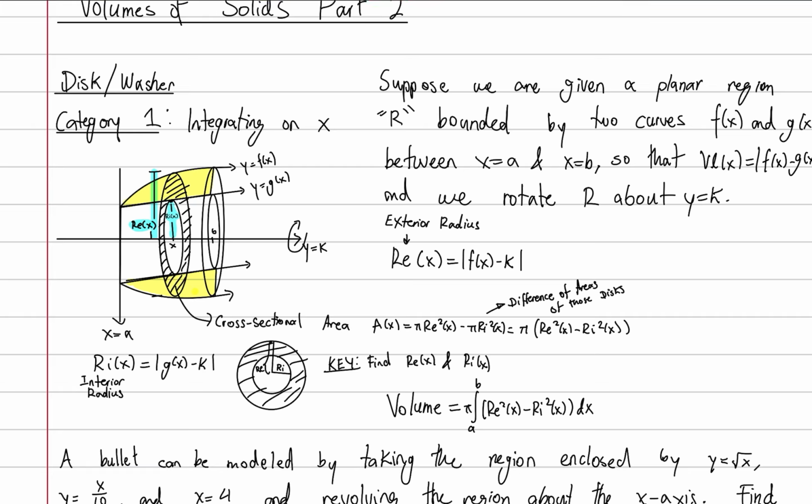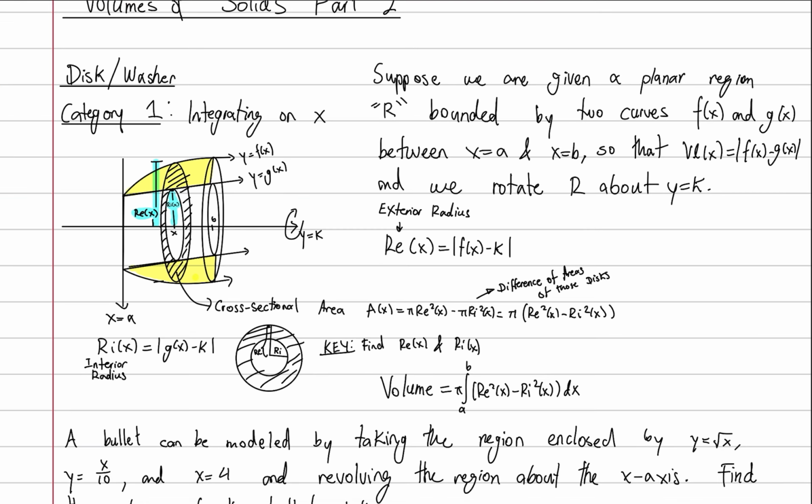Suppose we have some region R, which is bounded by f and g from x equals a to x equals b, so that the vertical line at x is just the absolute value of f minus g. A constant theme that I keep talking about: know the vertical line. And we want to rotate R around this line, y equals k, some horizontal line.